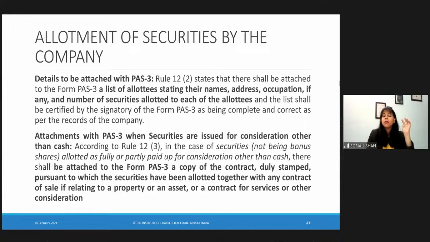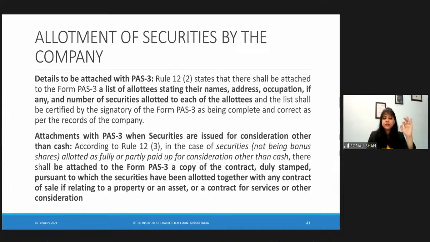Now, in the return of allotment, the details of these allottees have to be given. The list of the allottees containing their name, addresses, occupation, and the number of securities allotted to each of these allottees. And this list of allottees that is submitted has to be certified by the signatory of the form PAS3 as being correct and as per the records of the company.